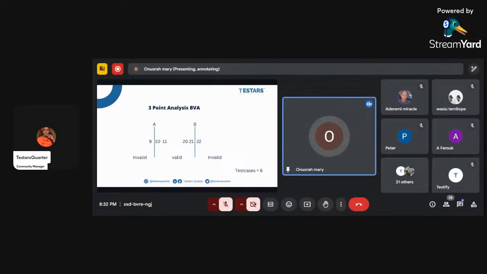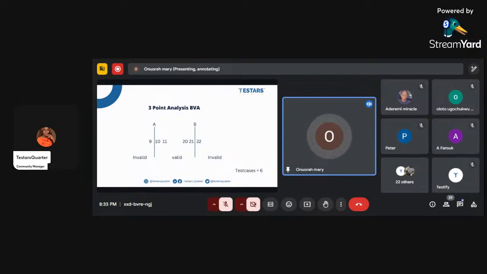But just to double check and to be more confident in the application that you're delivering, you can decide to say, okay, let's go with the 3-point analysis BVA. With these 3 points, we have 6 test cases. With 2-point value analysis, we have 4 test cases. So that's about boundary value analysis.